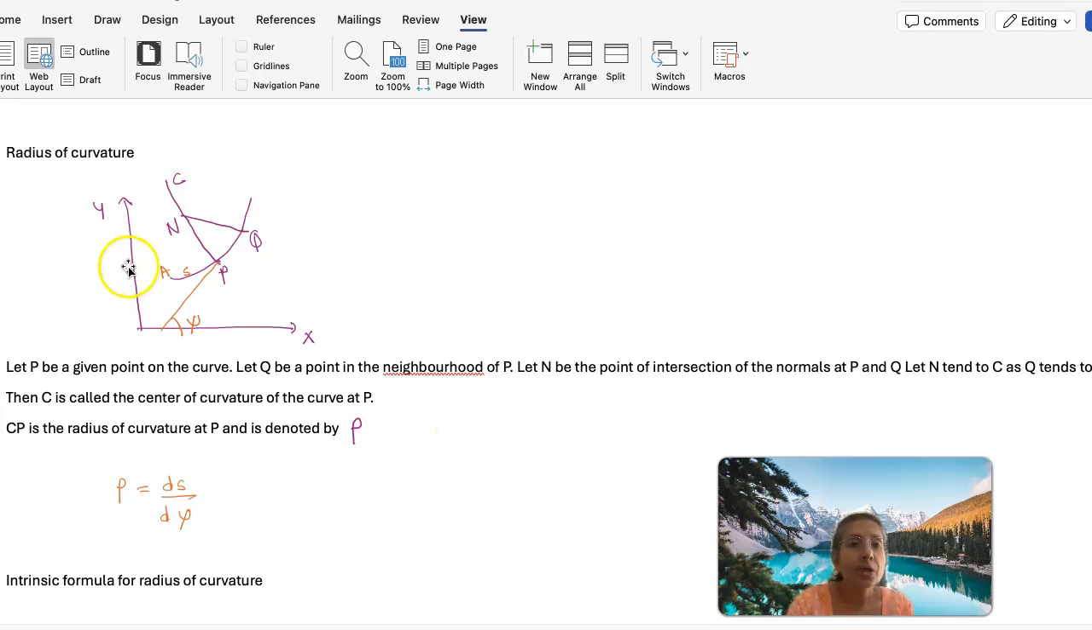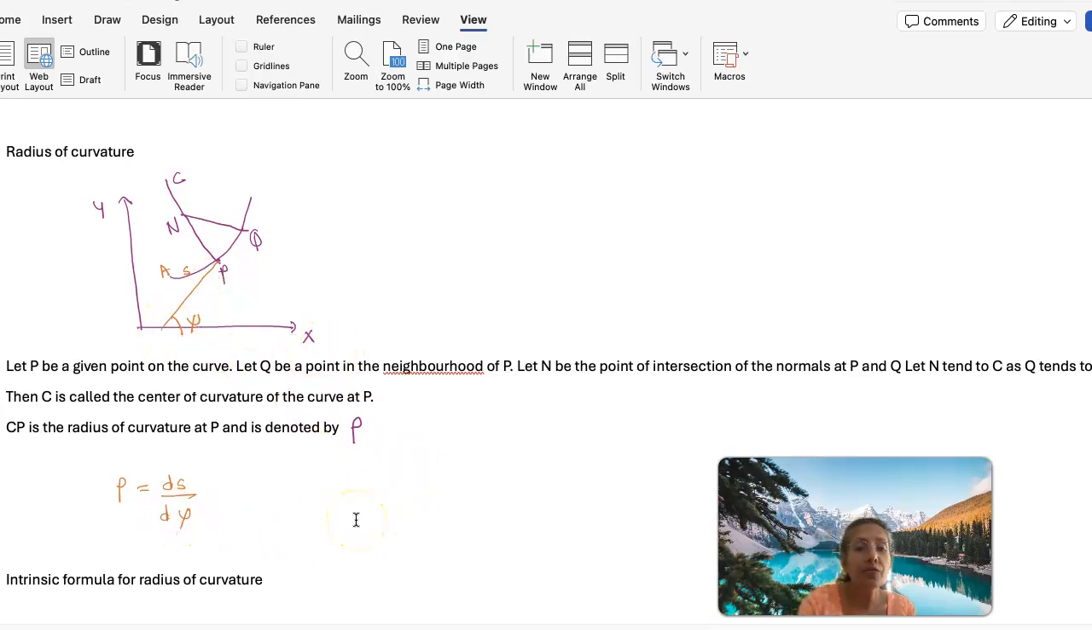So given this curve here, if P is a point on the curve, Q is a point in the neighborhood of P, and N is the point of intersection of the normals at P and Q, and let N tend to C as Q tends to P. So C is called the center of curvature at P. And CP is the radius of curvature. It is denoted by rho, and rho is ds by d psi, where s is the distance between A and P, where A is any point, and the angle which the tangent at P makes with the x-axis is your psi.